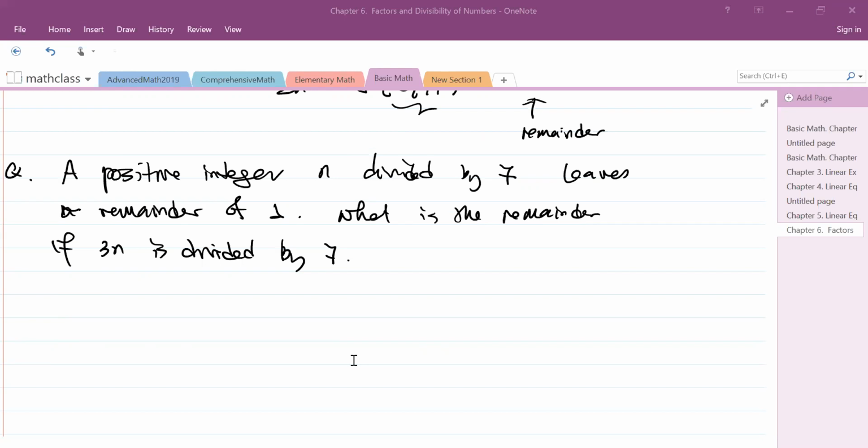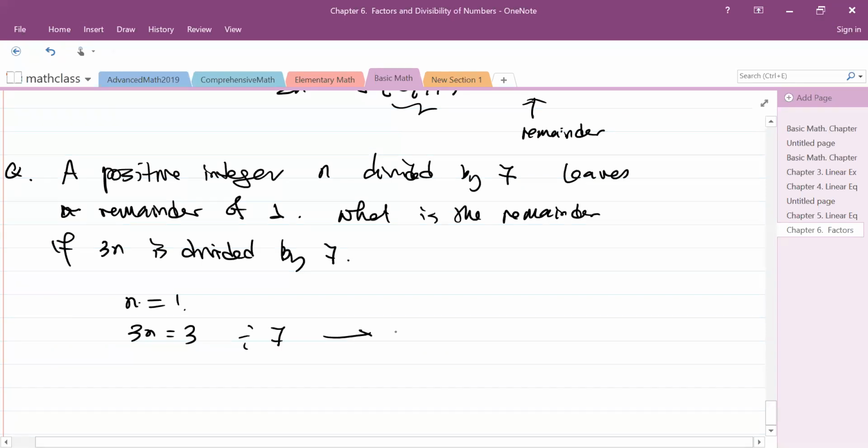So how do you figure out this one? You can choose a special number n. Is it 2? Is it 3? I think 3 is the answer. You can let n be 1. Then 3n is just 3. So n equals 1, 3n equals 3. When it's divided by 7, the remainder is going to be 3.